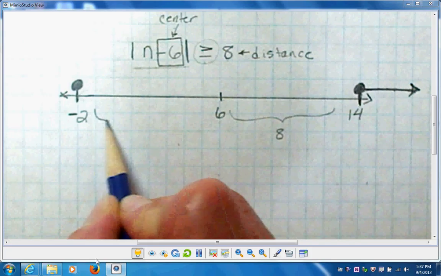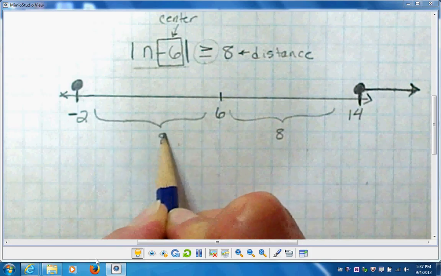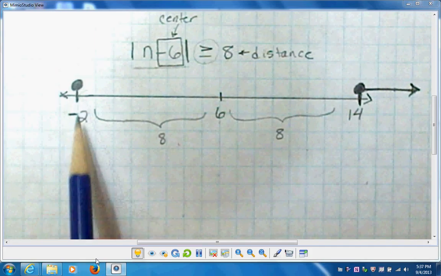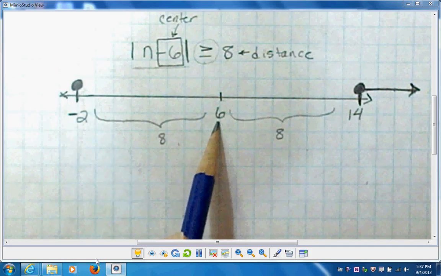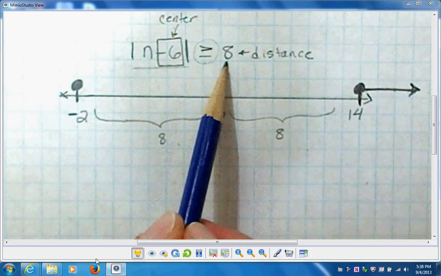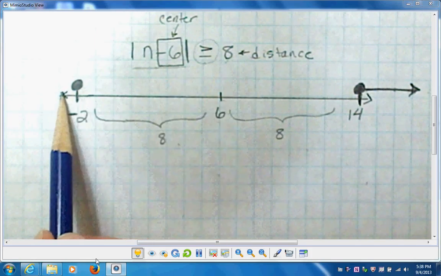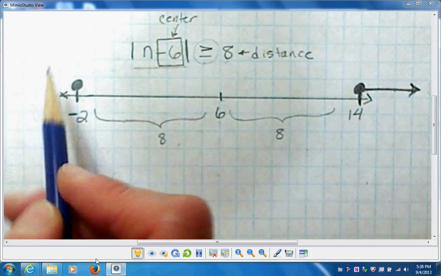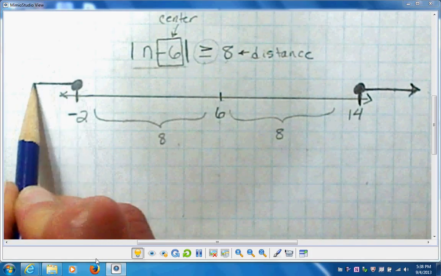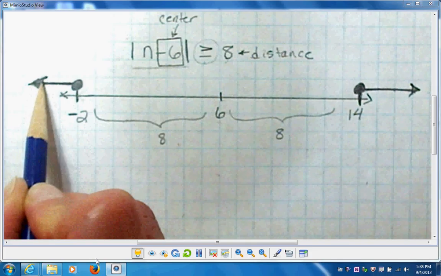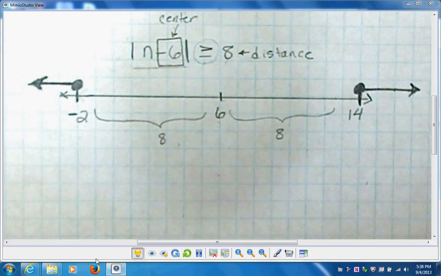Remember, this distance here is also 8. So -2 was a value that was 8 units away from 6. But I want to make sure that my distance is at least 8. So if I go over here, that means now I'm 9 away, now I'm 10 away, now I'm 11 away. So as I go this way, my distance is also increasing and getting further than 8.